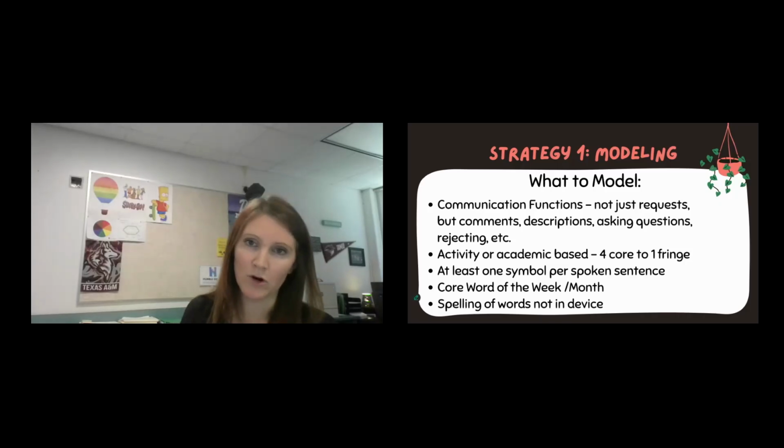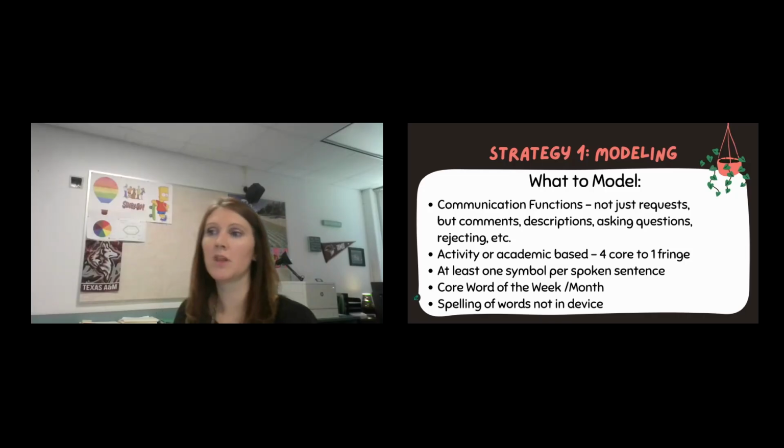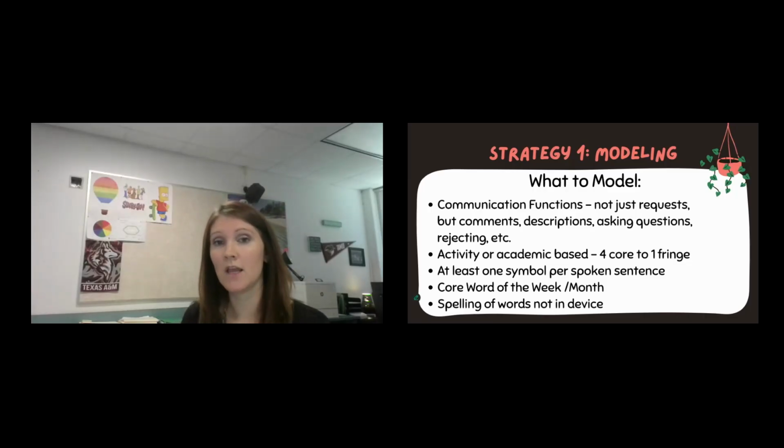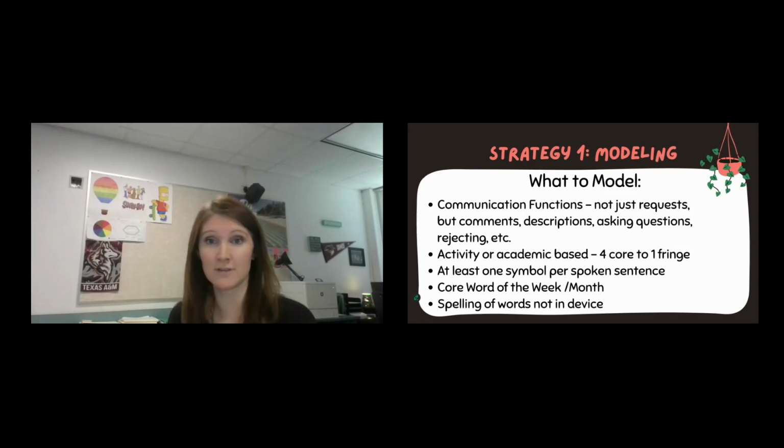I'm leaning a little bit more on core than I am on fringe. Or when you plan your lesson, think about what kinds of words you can model and think of the 4 core and then maybe a couple of fringe words that could go in with that. Thinking of snack as the activity, I might be able to model eat as a core word, more as a core word, want as a core word, and help as a core word, and then crackers as that 1 fringe word that I'm going to mix in there.